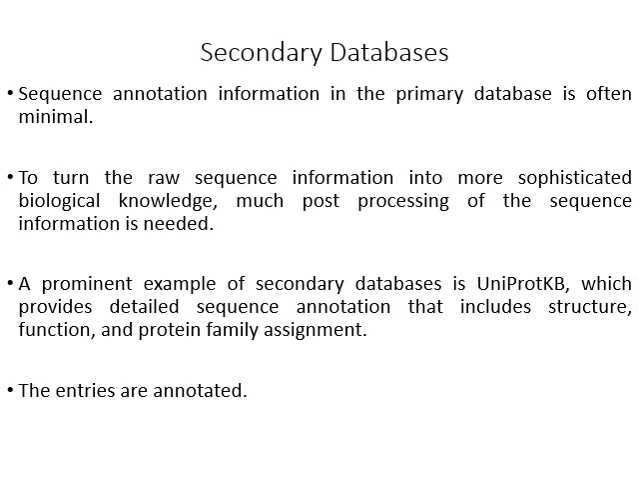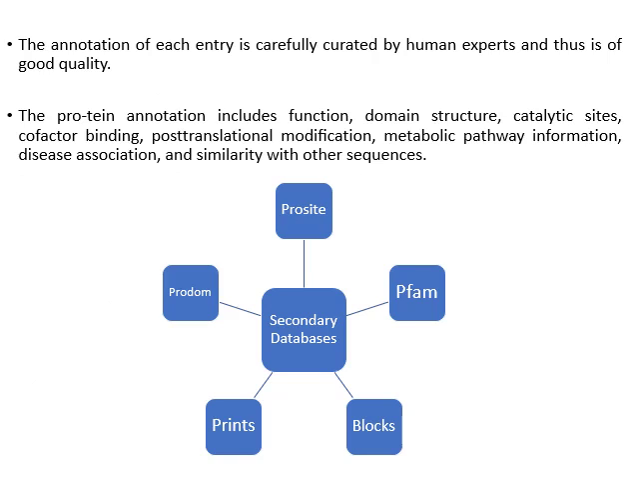So in secondary databases, all the sequences are annotated, meaning their information is present, their description is present. To turn the raw sequence information into more sophisticated biological knowledge, much post-processing of the sequence information is needed. Now, a prominent example of a secondary database is UniProtKB. It provides detailed sequence annotation that includes structure of protein, function of protein, protein family assignment, etc. And these entries are called annotated entries. The annotation of each entry is carefully curated by human experts and thus it is of good quality.